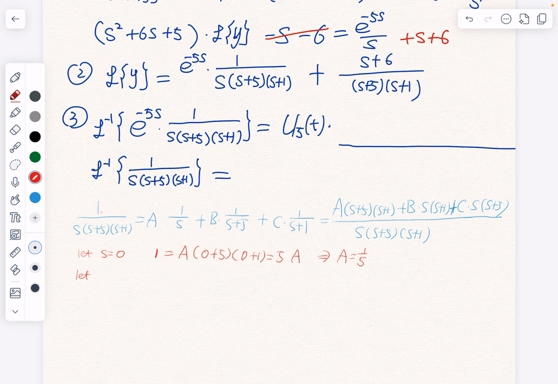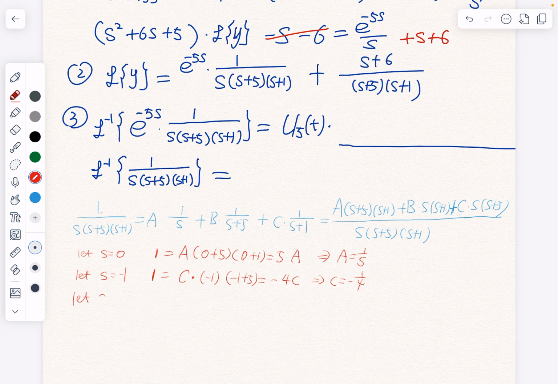And you do the same thing, and basically you choose it in a smart way such that the factors give you 0. So if you let s be negative 1, your left side in this case is still 1 because there's no s plugged in. Your first term becomes 0, second term becomes 0, your third term is C times negative 1 times negative 1 plus 5, which is positive 4, so it's negative 4C. So your C is negative a quarter.